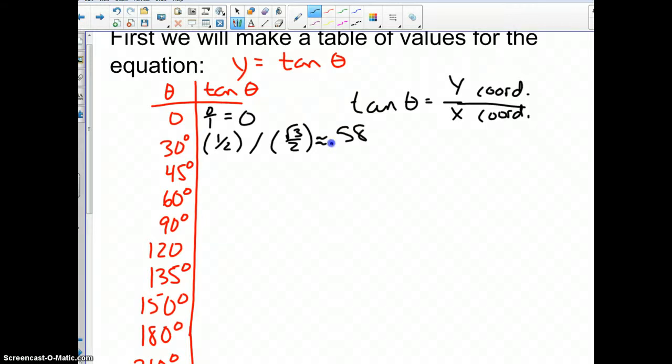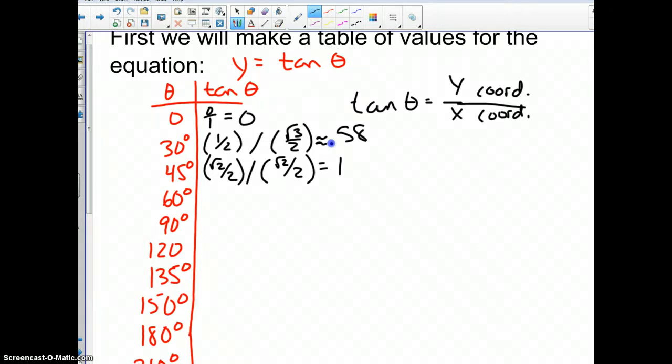I should use my approximations here. So let me go to 45 degrees. Well, that's the square root of 2 over 2 divided by the square root of 2 over 2. You don't need a calculator for that one. Same on the top and the bottom, that's just going to be 1. So now we'll go to the next one, for 60 degrees.